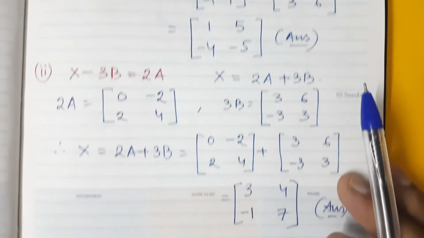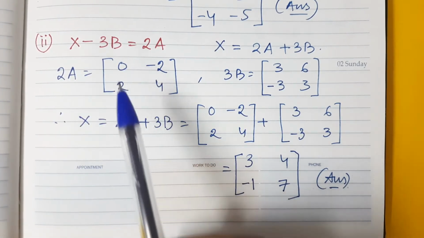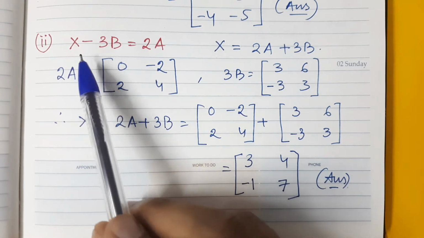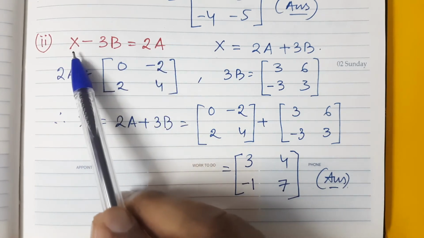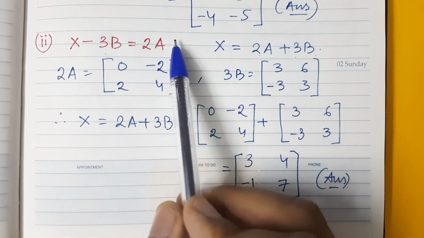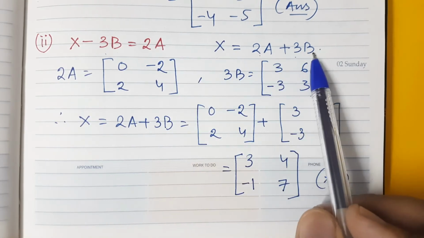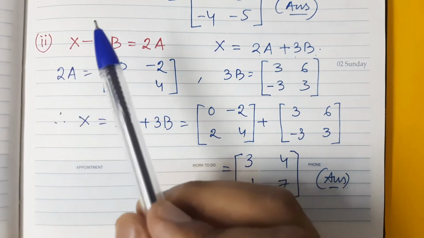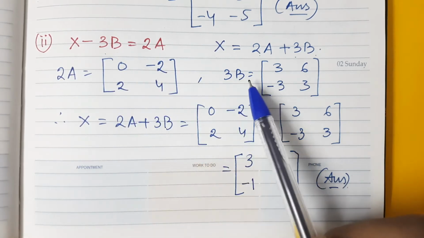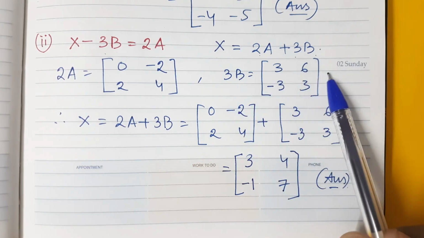Okay, now this is the part 2. Here you need to find X. So from this equation X equal to 2A plus 3B. I am just putting this 3B on this side of this equation. Okay, now we need 2A and 3B. So 2A is 2 into matrix A, which will be this. You just calculate it. Similarly 3B is 3 into B matrix. You just calculate it and you will get this answer.